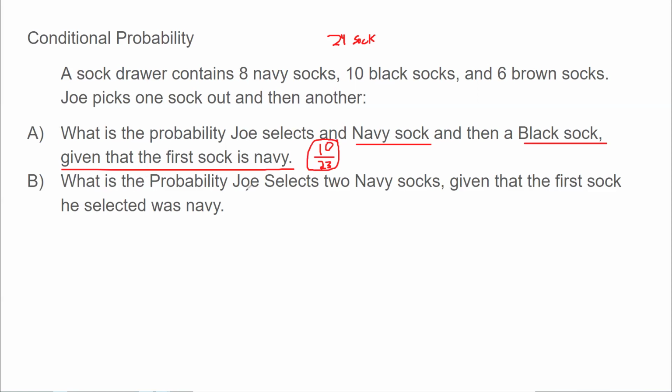All right, what is the probability Joe selects 2 navy socks, given that the first sock he selected was navy? So we know he picked a navy sock. So there's 23 total socks left. Since he picked one of the navy socks, there's only 7 navy socks left. So the probability he picks a second navy sock would be 7 out of 23. Okay, and that's it.